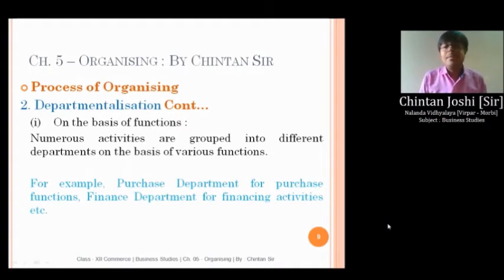Number one, on the basis of functions. Numerous activities are grouped into different departments on the basis of various functions. For example, purchase department for purchase function, finance department for financing activities, etc. Is it simple? Right? According to the basis of functions, we are going to create the department.